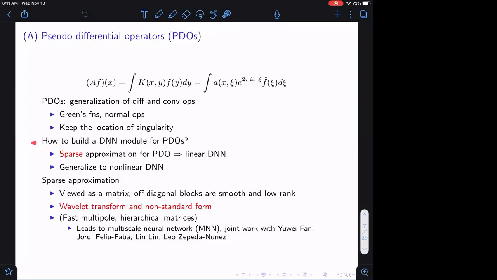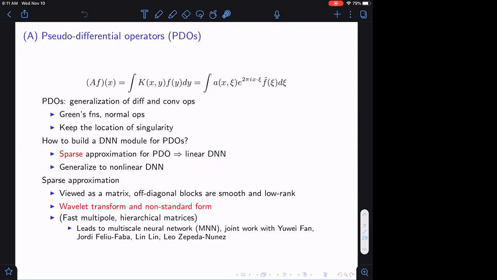Now, the question we care about is how do we build a neural network module based on the pseudo-differential operators? So our plan of attack is to start from something called a sparse representation of the pseudo-differential operator. And based on that, we're going to try to construct a linear deep neural network. Why linear? Because the pseudo-differential operator itself is linear. So we're going to start from a linear neural network.